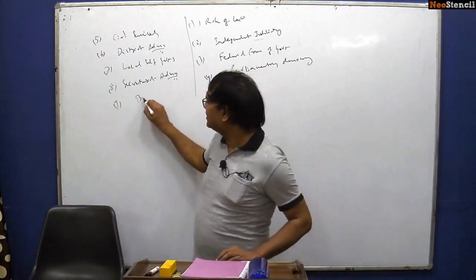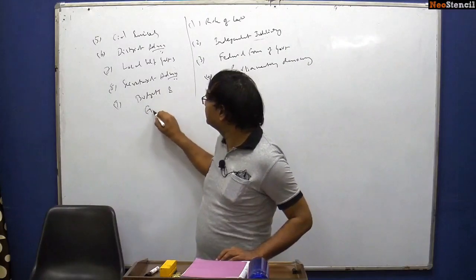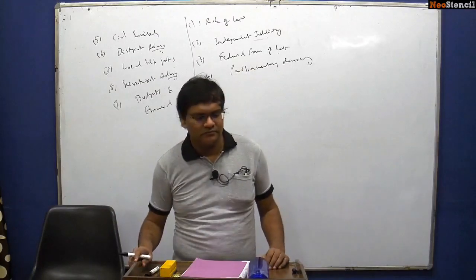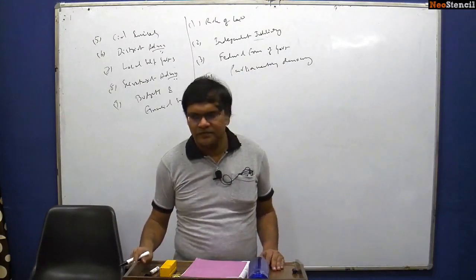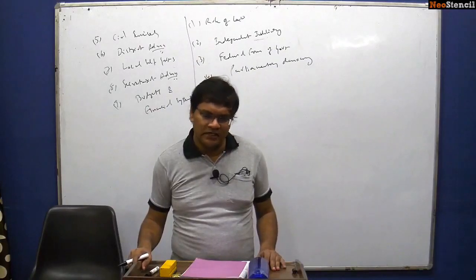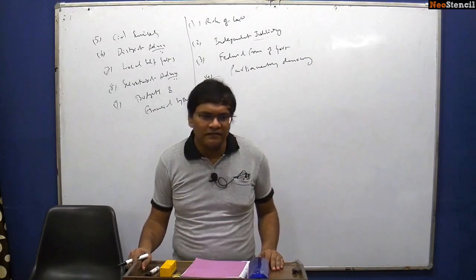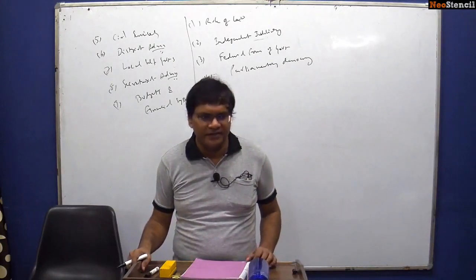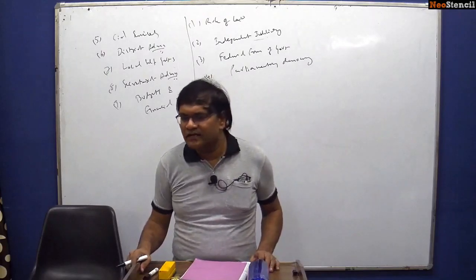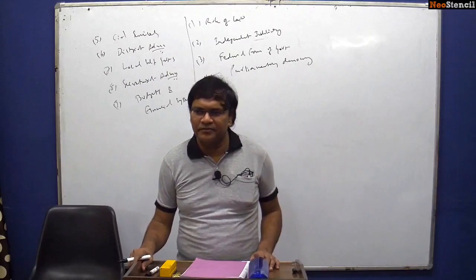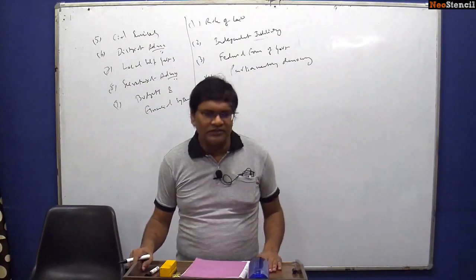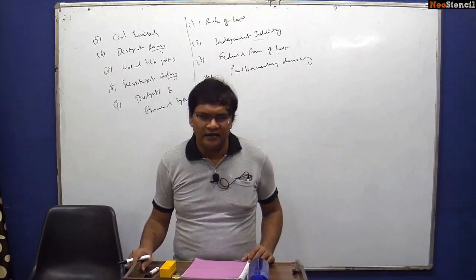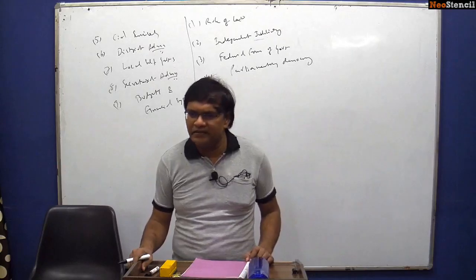Next, they also introduced the budgets and other financial systems. For example, Public Accounts Committee, auditing, CAG, all of them were part of a British administration. They introduced budget and other financial systems. So this is what the Britishers had done in their 200 years rule in India.